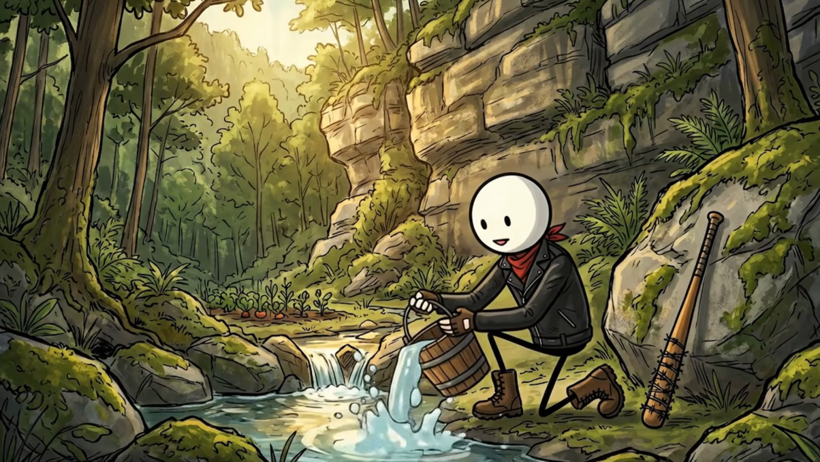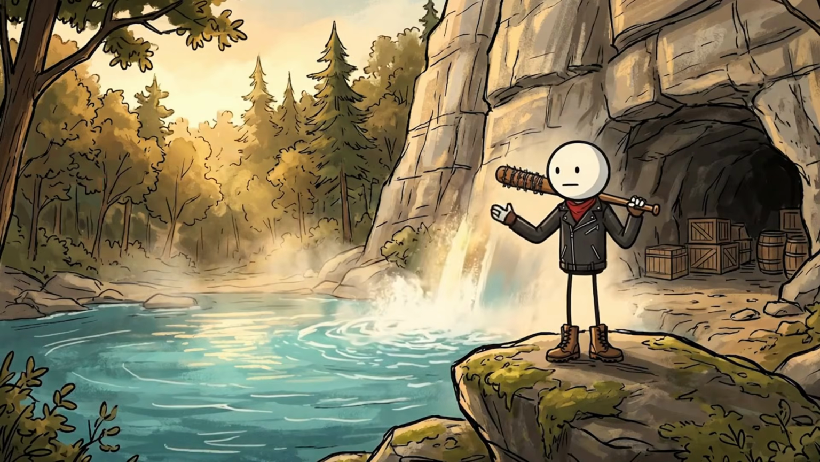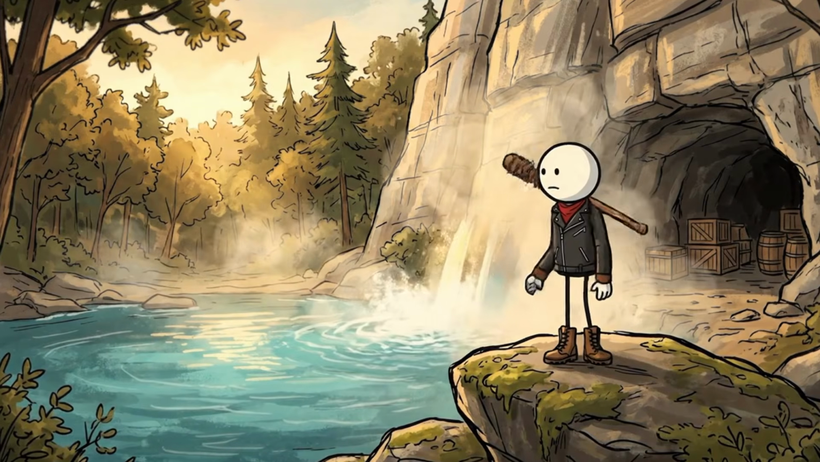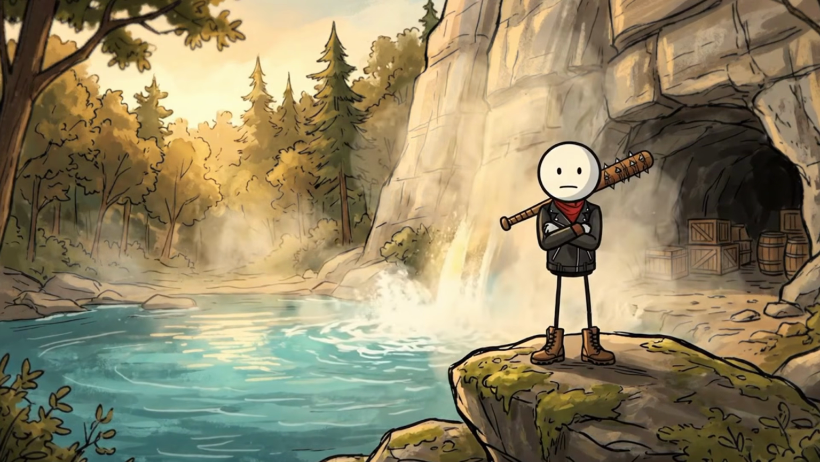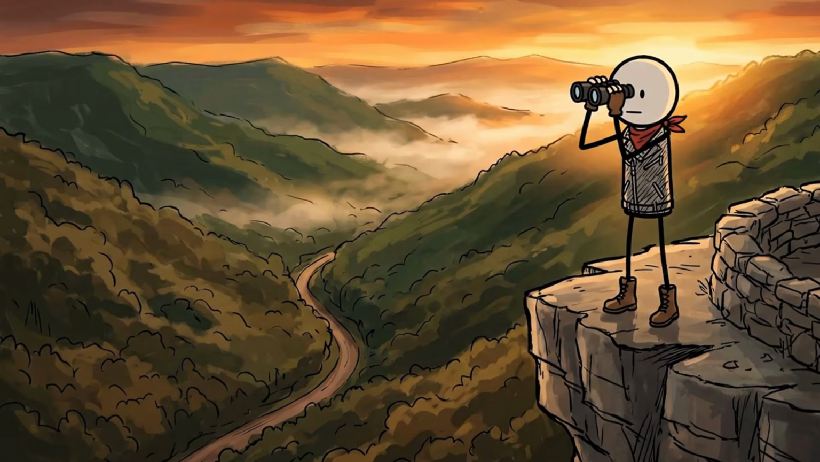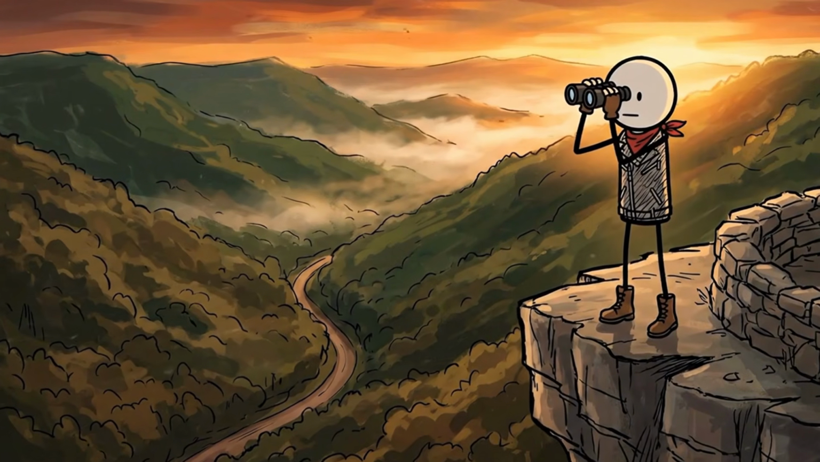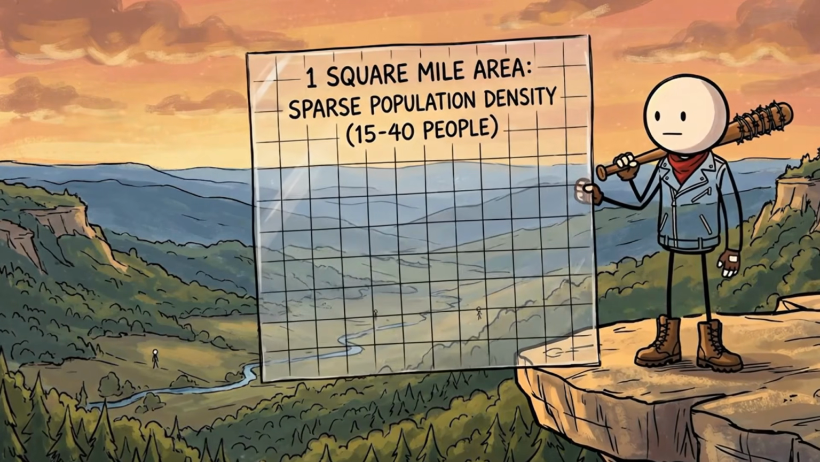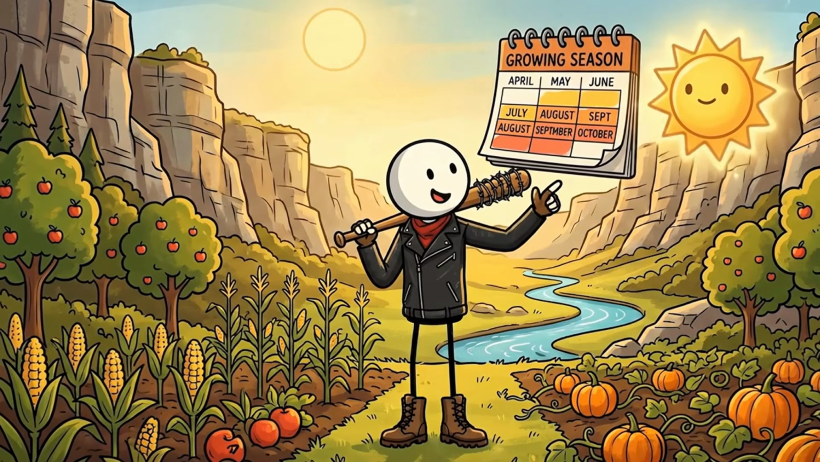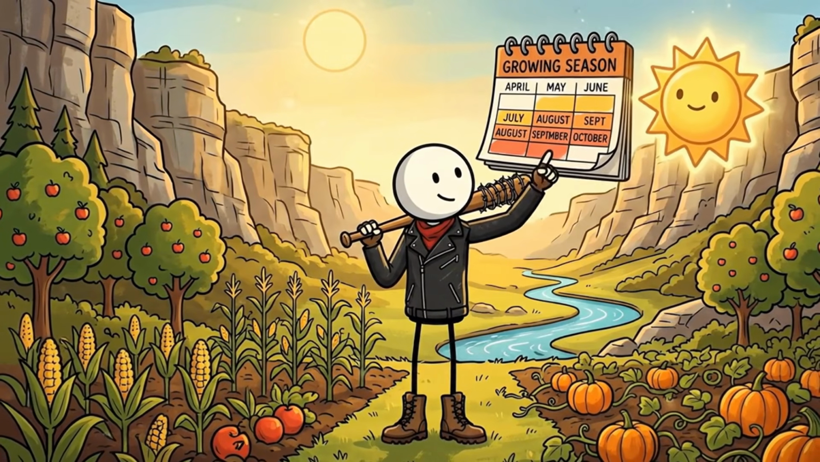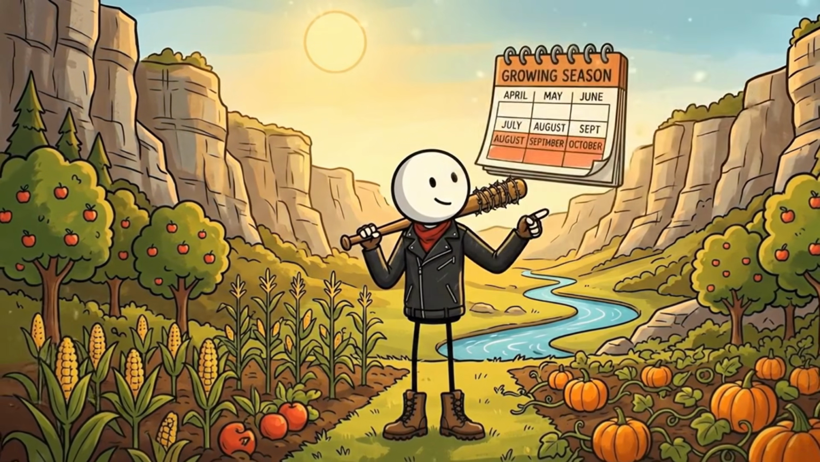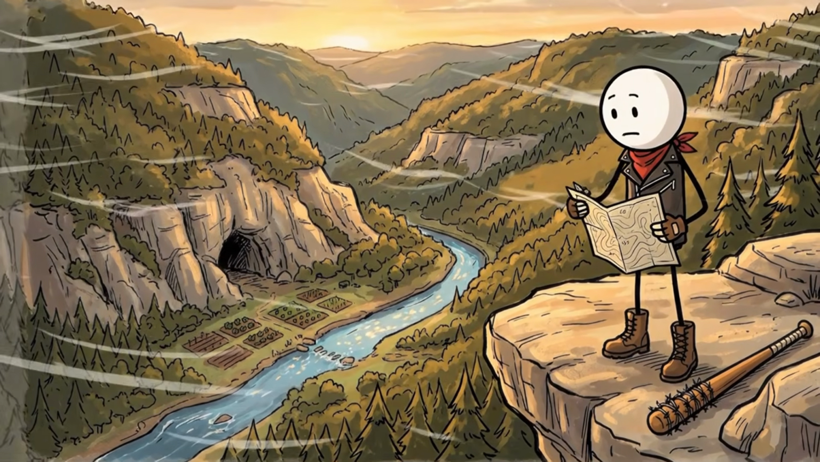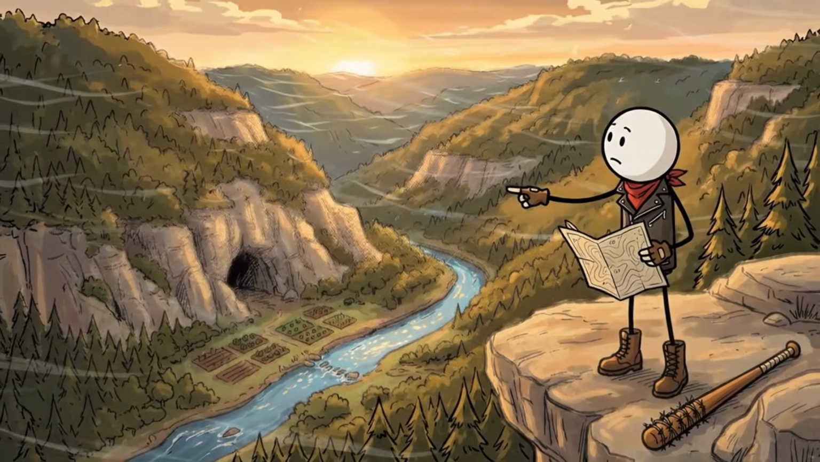Spring-fed water systems provide grid-independent supply. Big Spring alone discharges 276 million gallons per day. Cave systems offer shelter, storage, and concealment. Ridgeline positions provide observation and defensive advantage. Population density ranges from 15 to 40 people per square mile. The growing season runs 150 to 180 frost-free days. Diverse agriculture is viable. The Ozarks combine water, terrain, defensibility, and agricultural capacity in a single region.